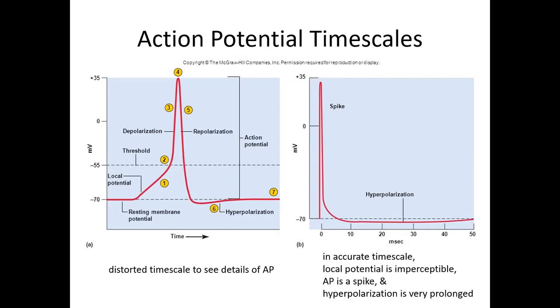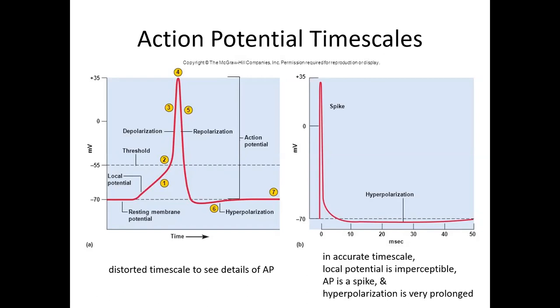Now, if we put that on the real time scale, that would give us the picture on the right, where you don't see any evidence of the local potential whatsoever. You just see this huge, almost straight up and down spike. So that's the first thing to note. The second thing to note is, see how long hyperpolarization is? That spike of that action potential is like 1 to 2 milliseconds, and that hyperpolarization is many milliseconds long.